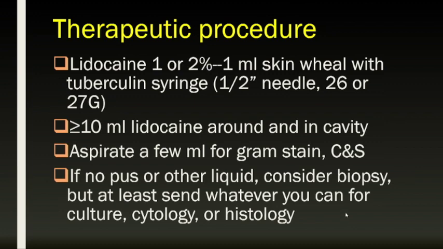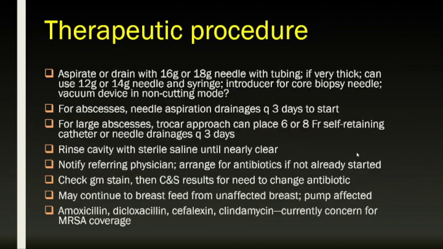If there's no pus or other liquid and you want to consider biopsy, do so, but at least send whatever you can for analysis. Aspirate or drain, usually with a 16 gauge or an 18 gauge needle with tubing if it's a large abscess. If not, a syringe will do. If the material is very thick, you can use a 12 or a 14 gauge needle and syringe or introducer, as I've mentioned before.